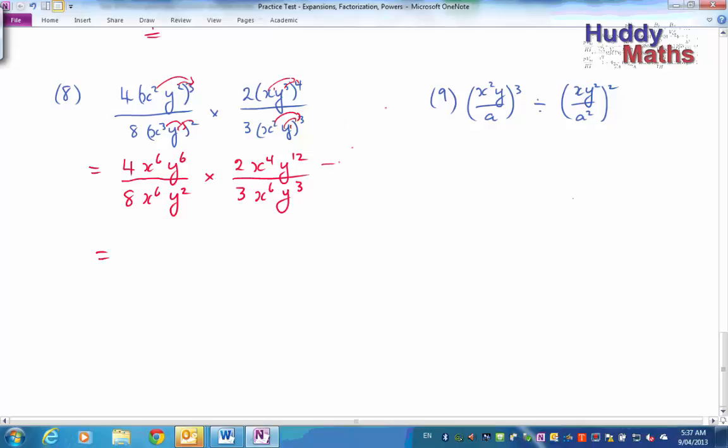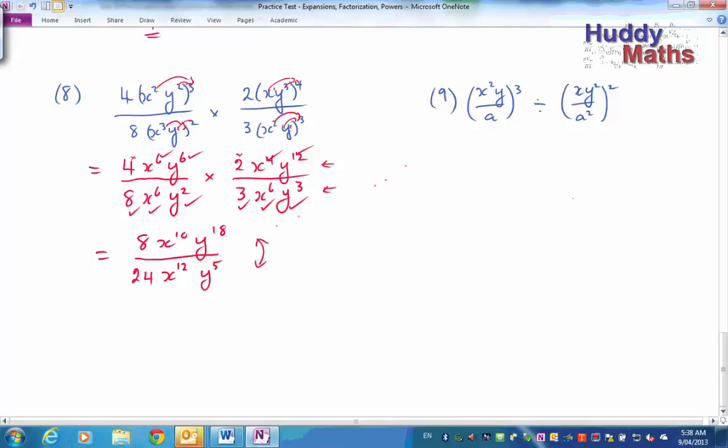Now a good way to do it is to do the top line in the multiplications and then the bottom line. So here what we'll do, numbers together, 4 times 2 is 8, x to the 6 by x to the 4th is x to the 10, y to the 6 by y to the 12th is y to the 18th, all over, and let's do the numbers together, 8 by 3 is 24, x to the 6 by x to the 6, x to the 12th, y squared by y cubed is y to the 5th. Okay, so we've done all the multiplications.